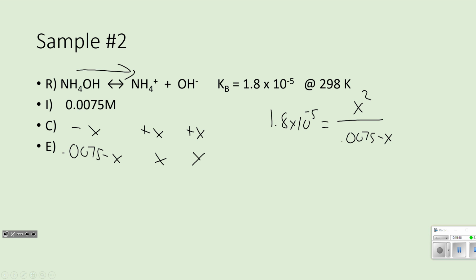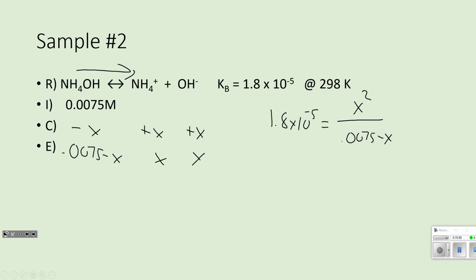Unlike the previous problem, I can't take the square root of both sides. My denominator over here wouldn't work for that. I am not a big fan of multiplying both sides by 0.0075 minus x, because yeah, I could get rid of my denominator then, but I just now have that same issue. I have an x squared, I have an x, and I have a c value. It's not going to work well. Years ago, they used to give us the quadratic formula on the AP test because you'd have to use it.